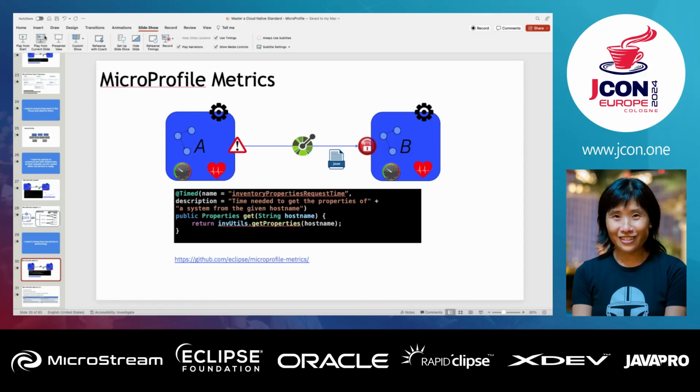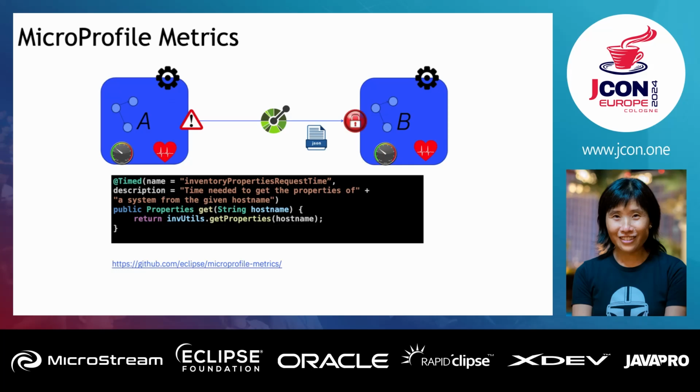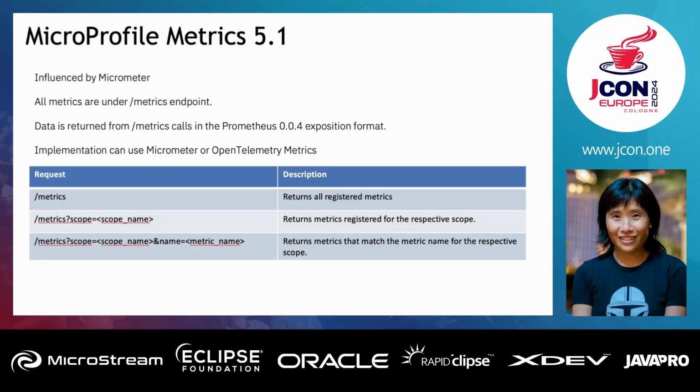So obviously with that you want to do some more monitoring, like the times and also count how many times this endpoint has been invoked. So this is all about MicroProfile Metrics. MicroProfile Metrics exposes the /metrics endpoint. It returns all sorts of different metrics. Also, you can query different scopes, like base and application, and you can even query a specific metric name. The latest MicroProfile Metrics 5.1 actually has a big influence from the Micrometer community.